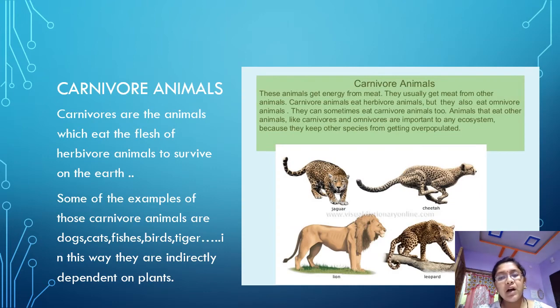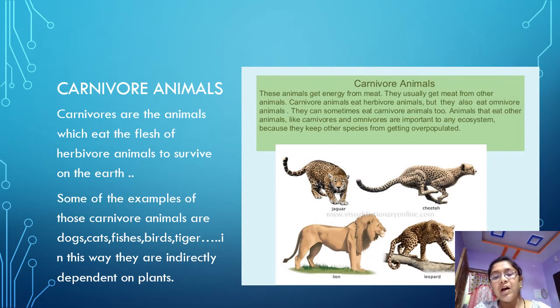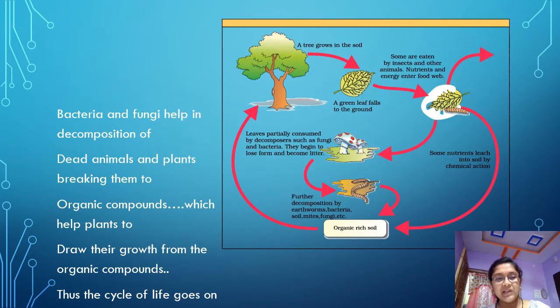So we'll see what carnivorous animals are. As I said, herbivores are the green, plant-eating animals. Carnivores are those that eat flesh. Flesh-eating animals are called carnivores. We have some examples, and you can see in the picture: cheetah, lion, leopard, jaguar, cats, fishes, etc. So these are the carnivorous animals.